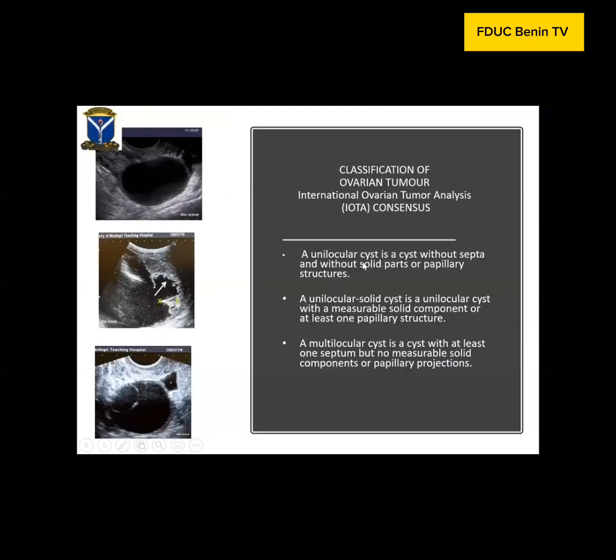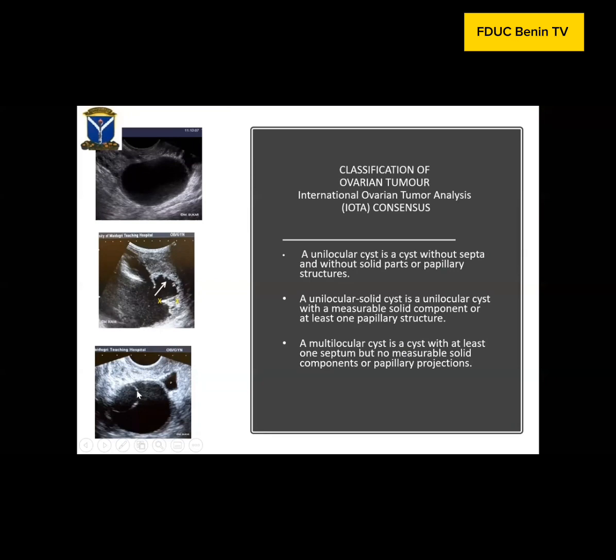By IOTA classification, ovarian tumors are classified into 5. Unilocular cysts, unilocular solid, multilocular cysts, multilocular solid, and solid tumors. A unilocular cyst is a cyst without septa or any solid part or papillary projections. A unilocular solid cyst is a unilocular cyst with a measurable solid component or a papillary projection.